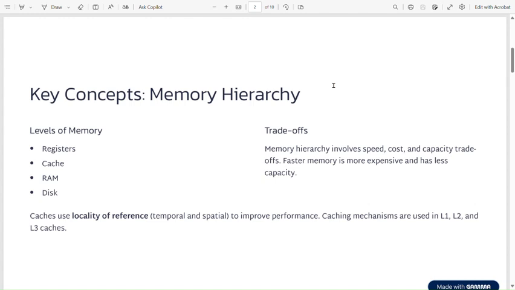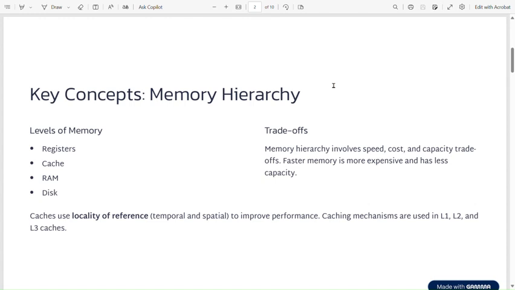Levels of memory include, first, registers, which are the smallest, fastest memory inside the CPU. Then cache. Cache memory is a very fast memory between CPU and RAM, and it has level 1, level 2, and level 3 cache. Then it is the main memory. Main memory is also known as RAM. It is a temporary storage for currently running programs.